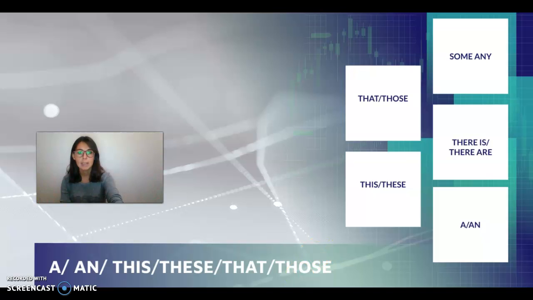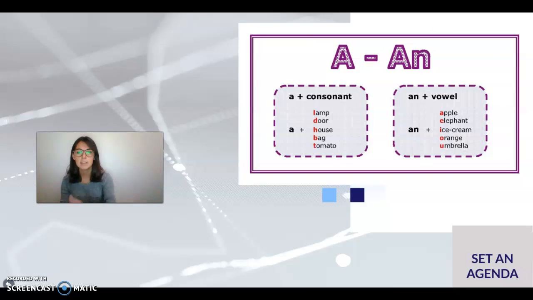We're going to start with a and an, right? These are both articles. They tend to be a bit troublesome for people because it's hard to know when to use them, right? We're going to use a when the next word, the word that follows, starts with a consonant, right? So a lamp, the letter L is a consonant. A door, D. A house, H. A bag, B. And a tomato, T. All consonants. So as long as you have a consonant, you can use a.